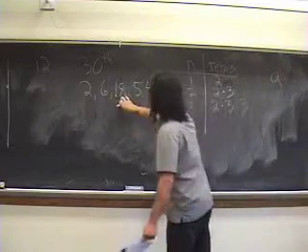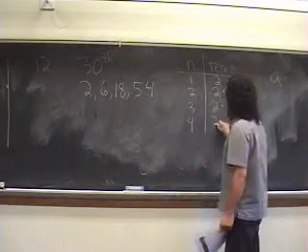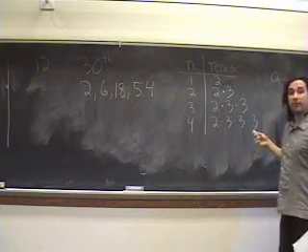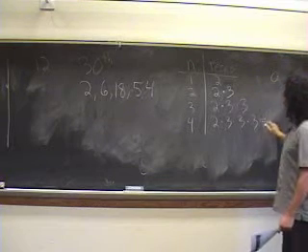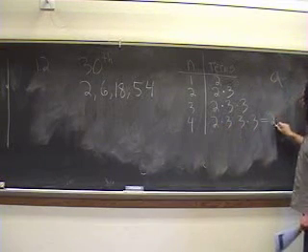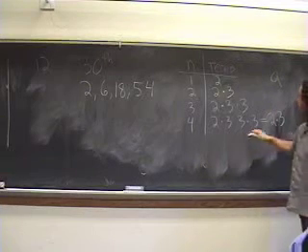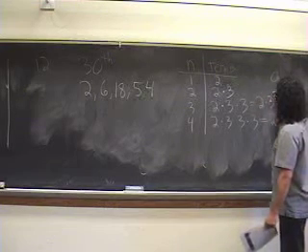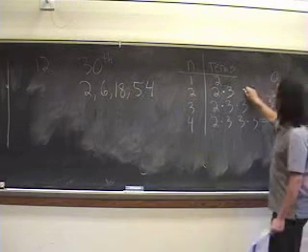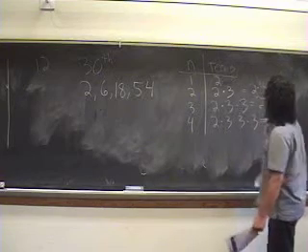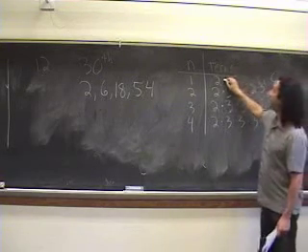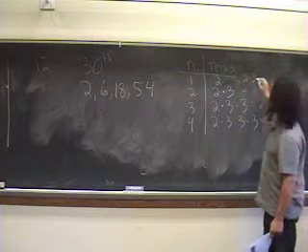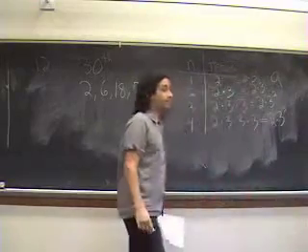Further, 54 is 3 times 18. So 2 times 3 times 3 times 3. Now we want to try and write it so it looks like some sort of formula. This guy is 2 times 3 cubed. This is 2 times 3 squared. This is 2 times 3 to the first. And this guy is actually 2 times 3 to the, that's right, 0. Because 3 to the 0 is just 1.